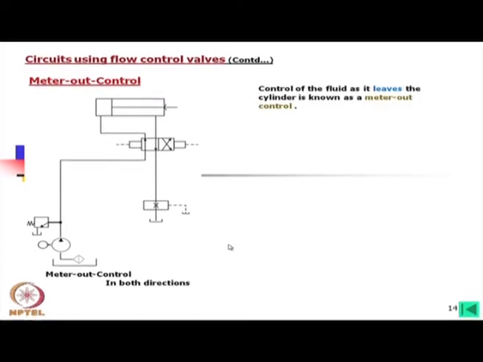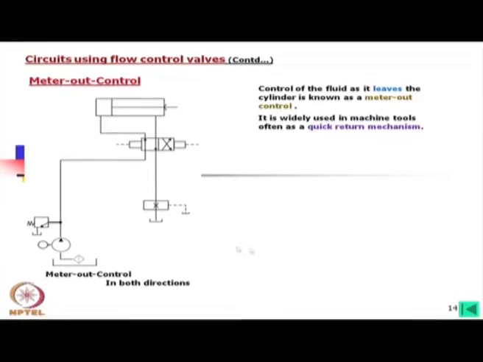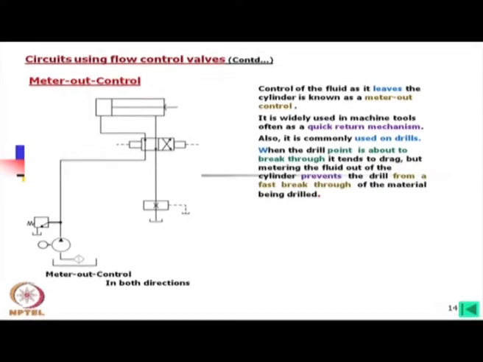Now, meter out control, as you see, we have used the flow control valve on the other side. In meter out control, the fluid leaves the cylinder with a controlled flow. It is widely used in machine tools, often as a quick return mechanism, because we can control this and we can vary the return time. Also, it is commonly used on drills. When the drill point is about to break through, it tends to drag, but metering the flow out of the cylinder prevents the drill from a fast breakthrough of the material being drilled.